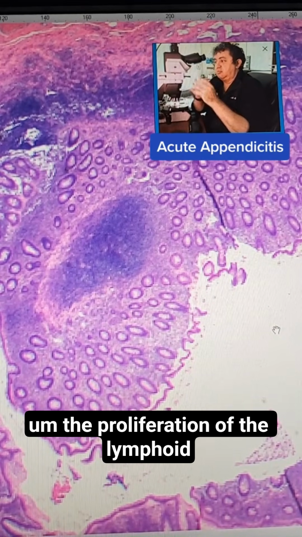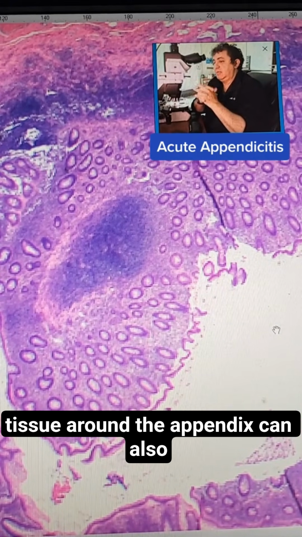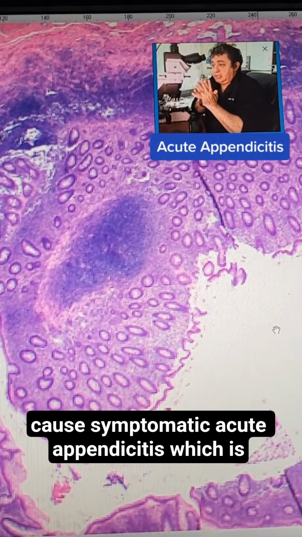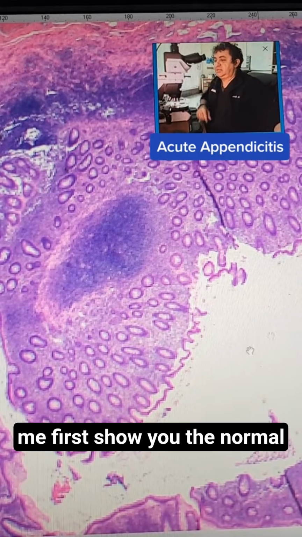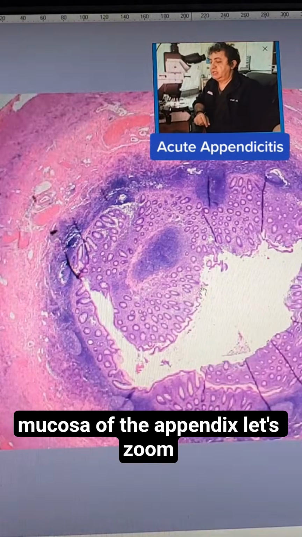Occasionally, the proliferation of the lymphoid tissue around the appendix can also cause symptomatic acute appendicitis, which is usually viral in nature. So let me first show you the normal mucosa of the appendix.